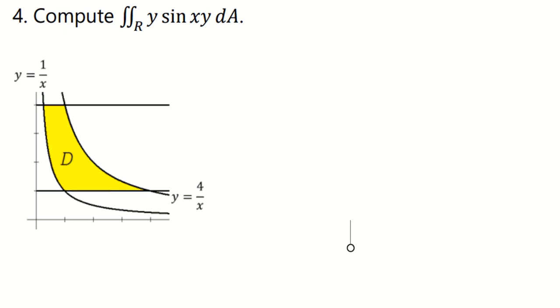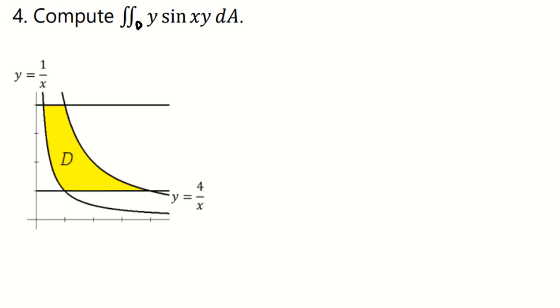All right, number 4. Compute the double integral over region D. Whoops, I didn't even catch that. Let's see if I can just cover that up. I don't know if it's going to go behind the white. I hope not. Integral over region D of y sine of xy dA.